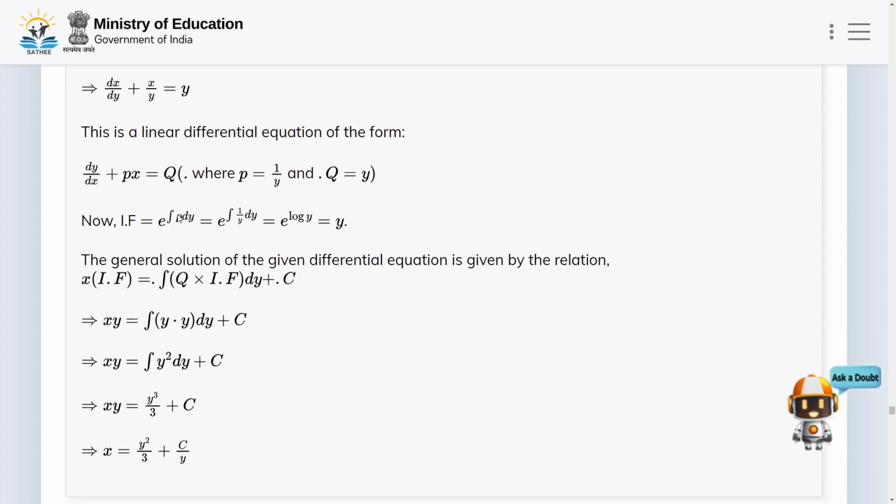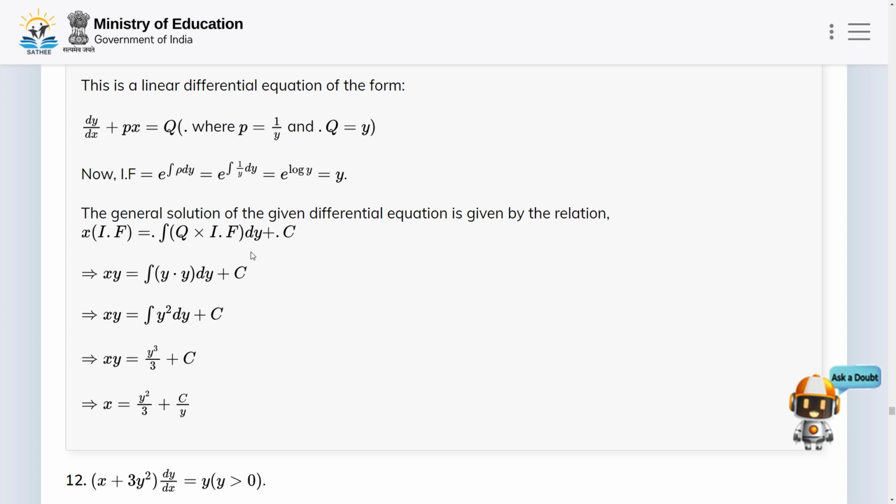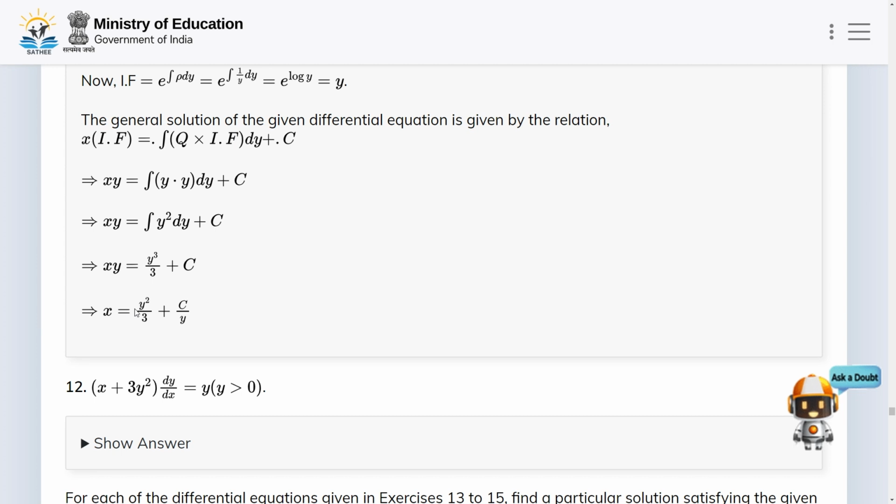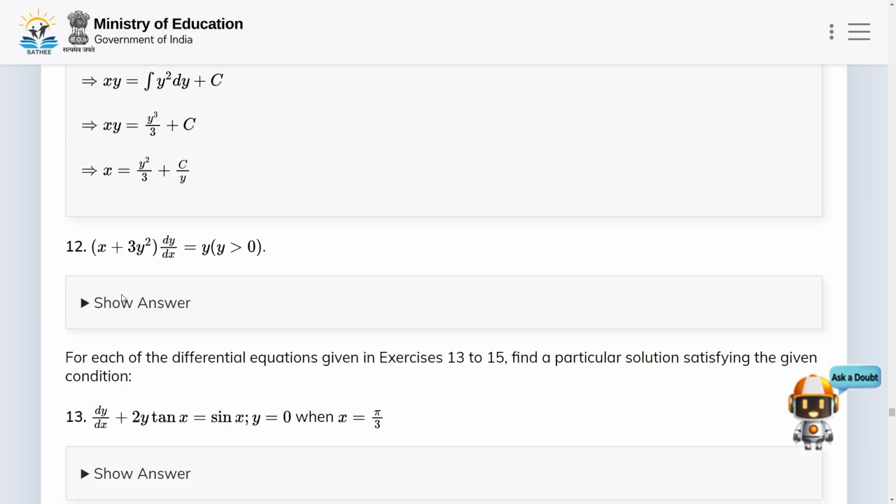Integrating factor will be e power integration of p dy. This means just y. Now the final form with the respective form will be what? x times integrating factor is equal to integration of q multiplied with integrating factor dy plus some constant. This means xy is equal to integration of y square dy plus c. This means x will be y square by 3 plus c divided by y will be your general solution. Now next problem.